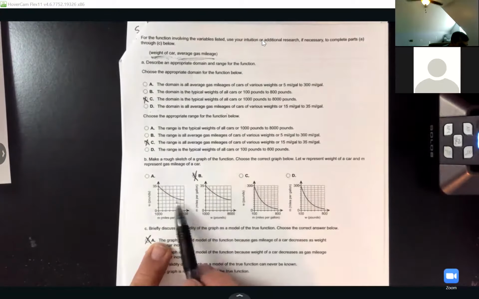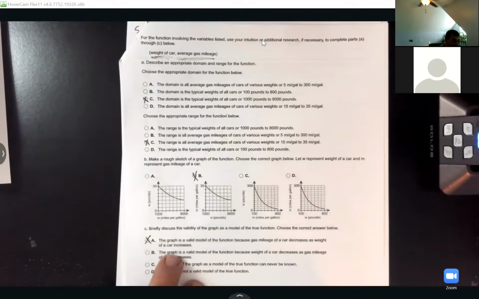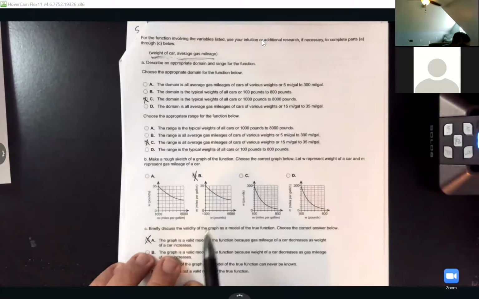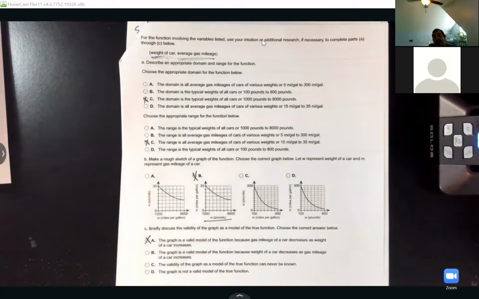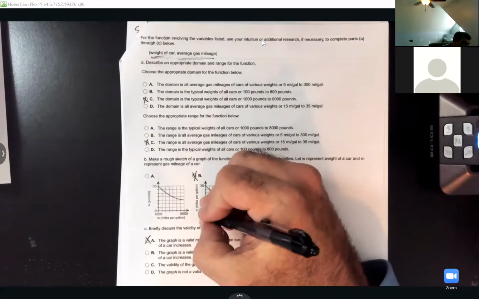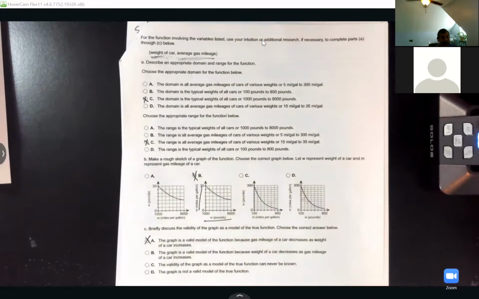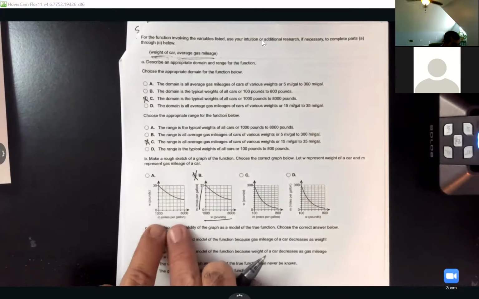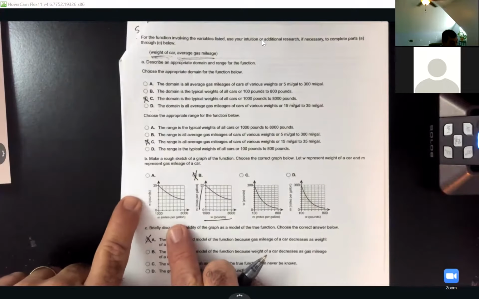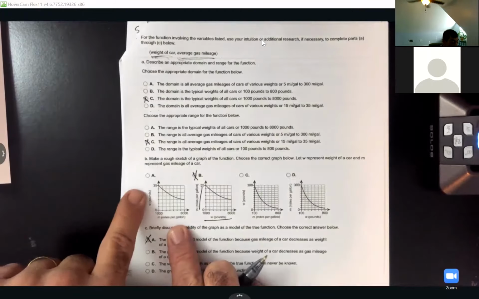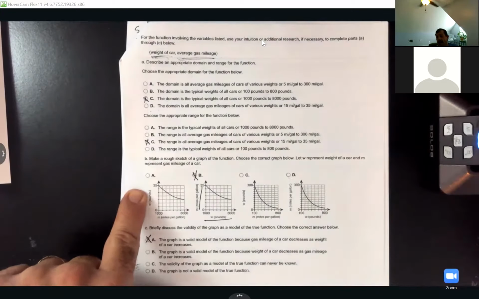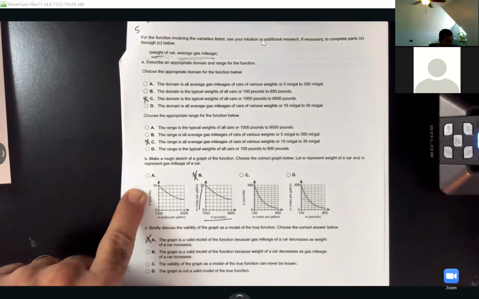So these were pretty close, other than, remember, the weight of the car. The weight of the car has to be the X value. The miles per gallon is the Y value. And that's what happened here. They just switched them up on you. They put the miles per gallon where the X's should be, and then the weight in pounds where the MPG should be, okay?